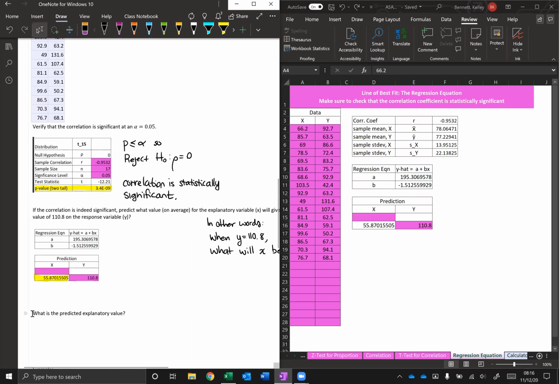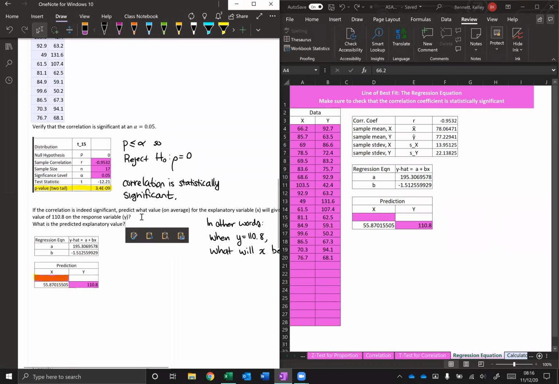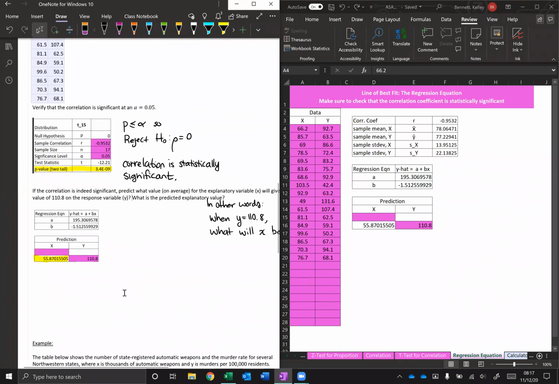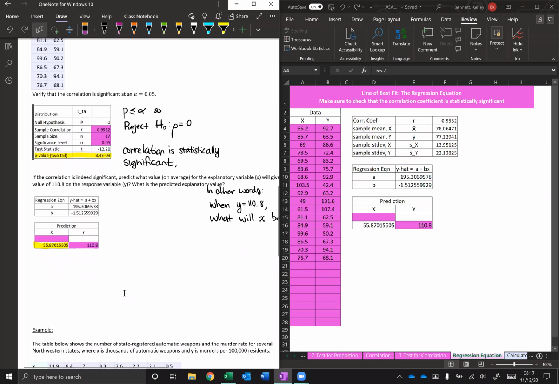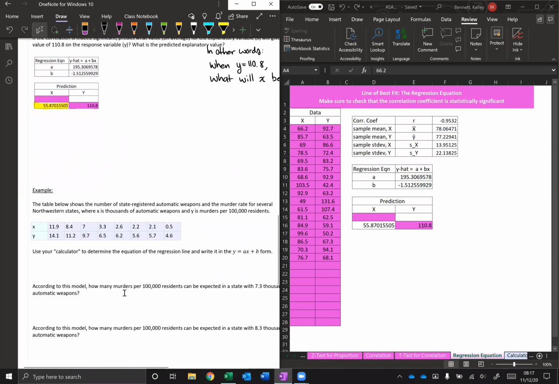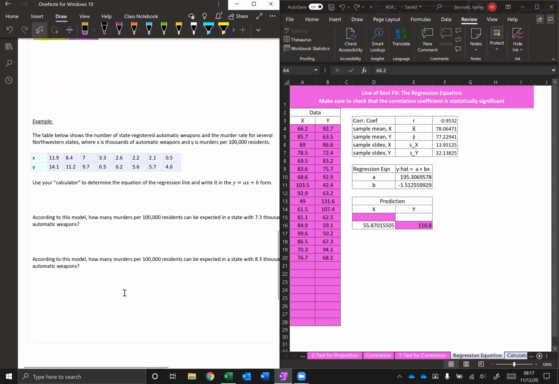Right, so what is the predicted explanatory value? That's actually the same question. So the predicted explanatory value is just the predicted x value. It's 55.87, et cetera. So let's do one more example here with some data.